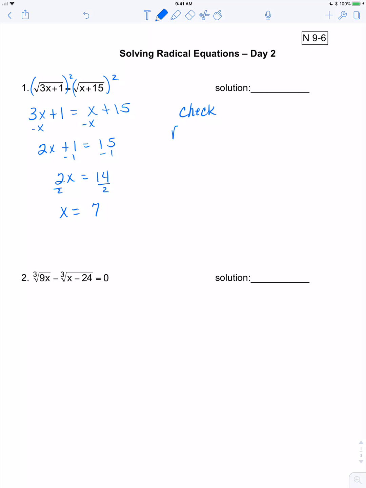Okay, so we're going to check the square root of 3 times x, which is 7, plus 1. Is that equal to the square root of 7 plus 15? Well, 3 times 7 is 21, plus 1 is 22. So the square root of 22, is that equal to the square root of 7 plus 15? Well, 7 plus 15 is also 22, so that works. So our solution is just 7.